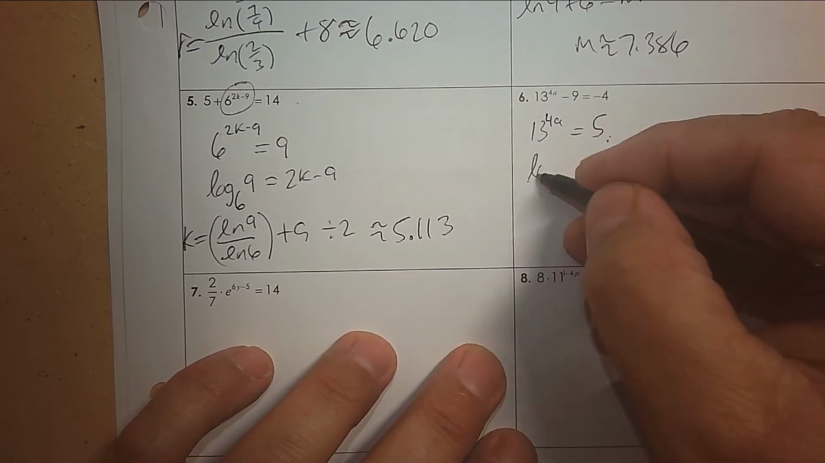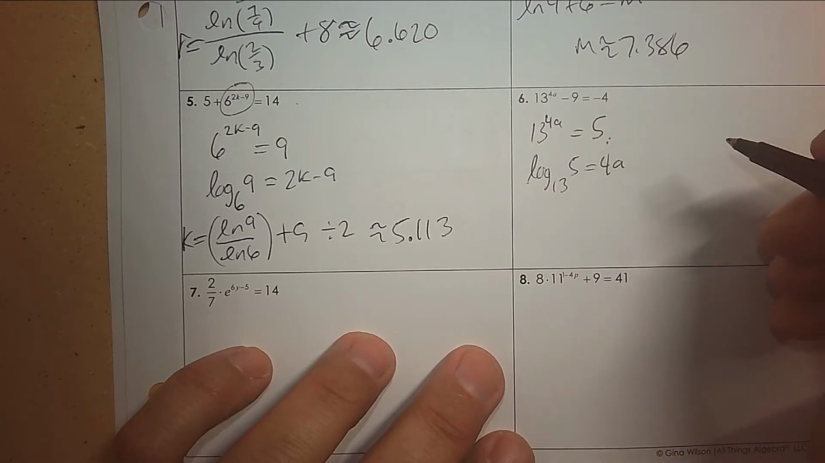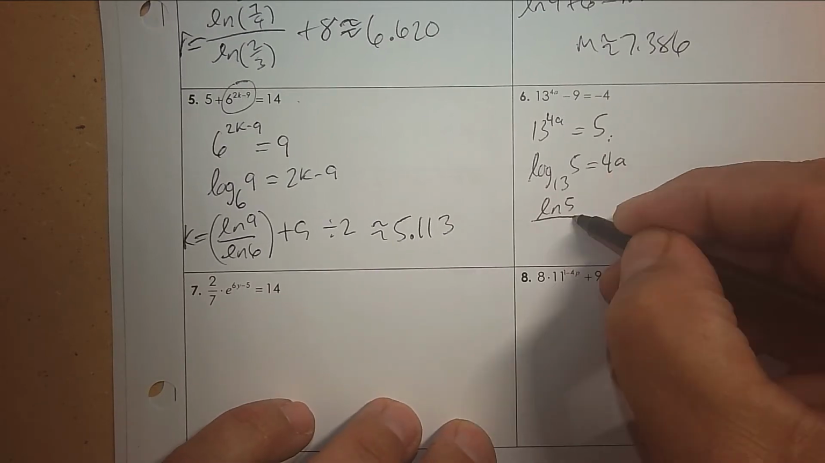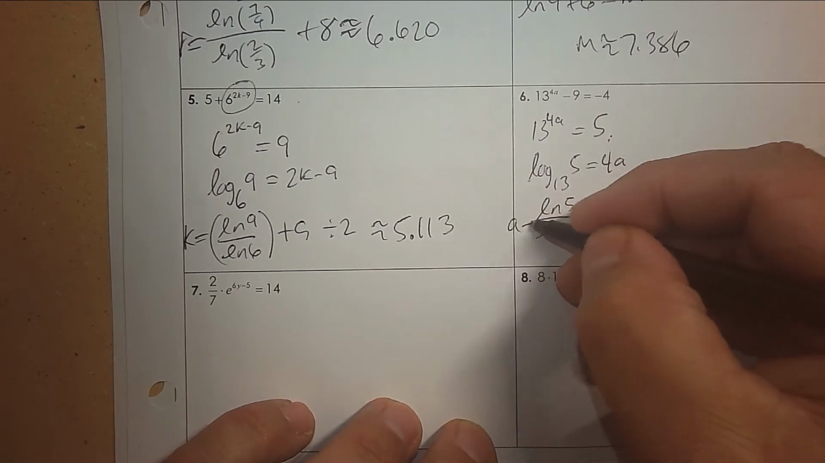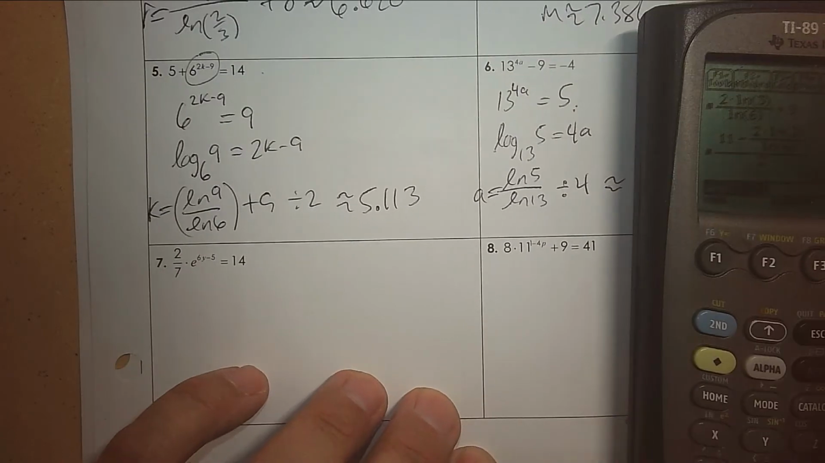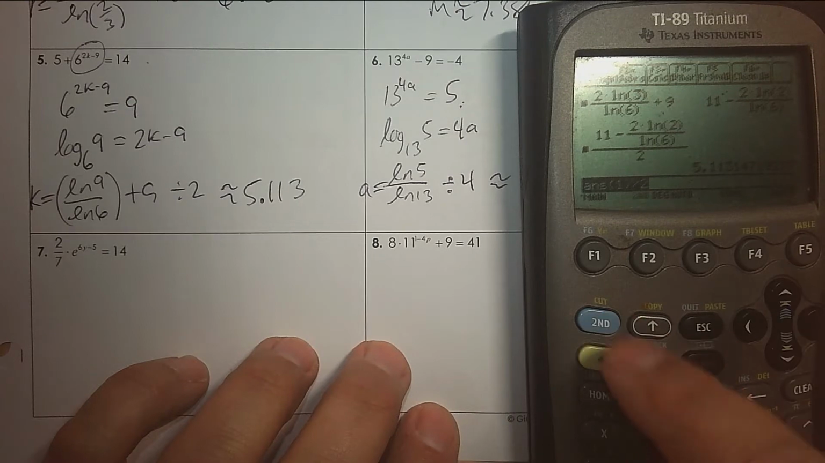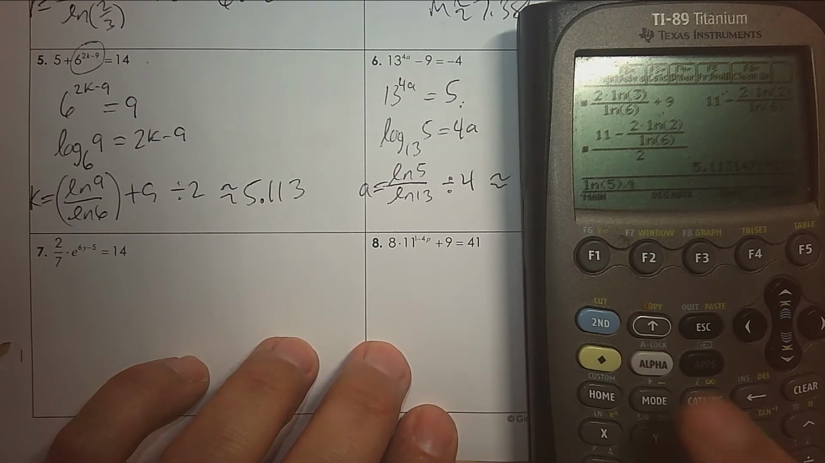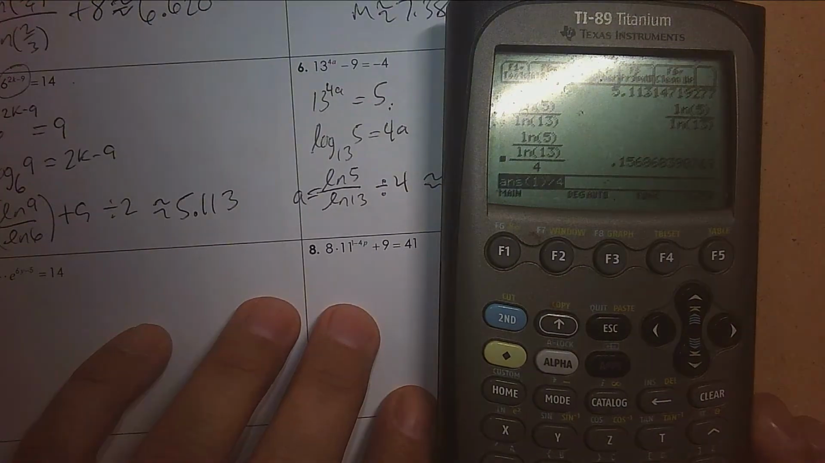The logarithm's base is 13, and inside is 5, and the exponent is 4a. So we're going to go ln 5 divided by ln 13, and then take that answer divided by 4. So again, ln 5 divided by ln 13, and then divide by 4. We get 0.157.